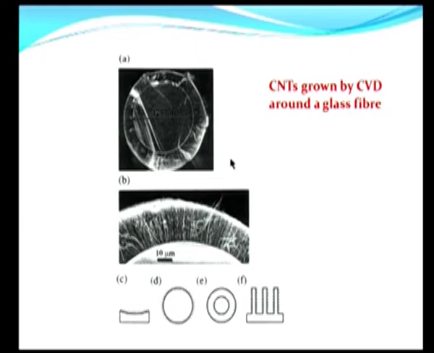What is shown here is how the CVD process allows you to grow carbon nanotubes around, let us say, a glass fiber in this case. So, what is in the center is a glass fiber, and all around that, as shown in this magnified photograph, carbon nanotubes have grown essentially perpendicular to the glass fiber surface. So, locally perpendicular. These things can be done quite routinely, quite predictably by the chemical vapor deposition process.